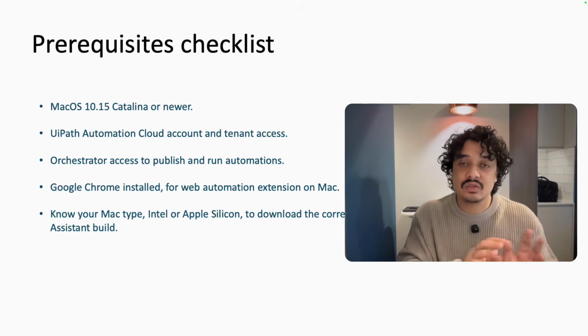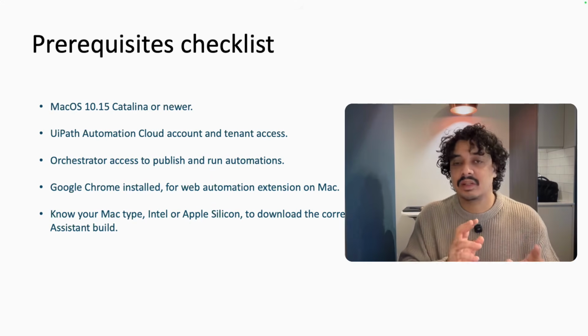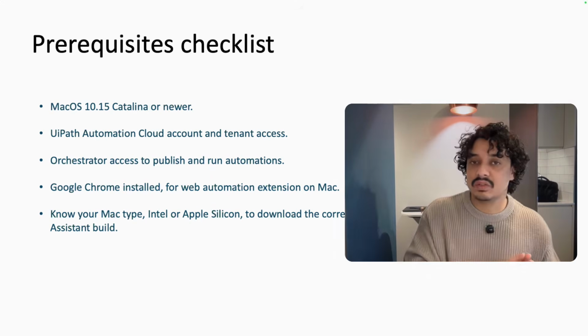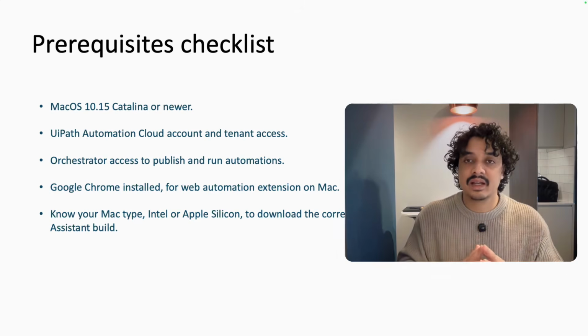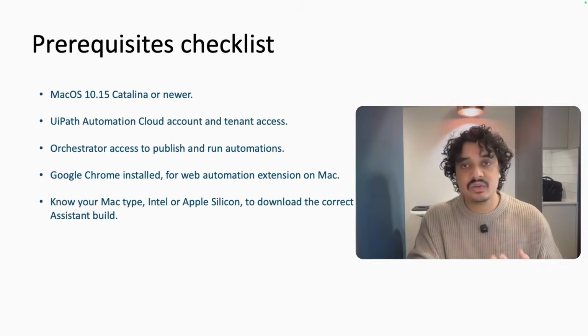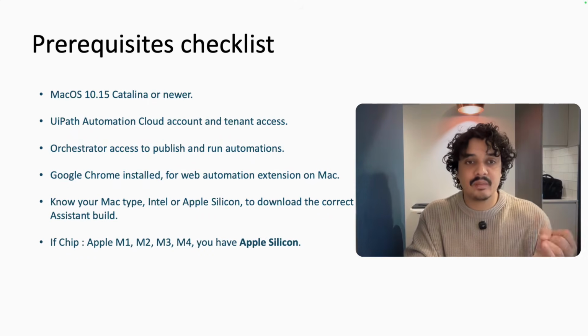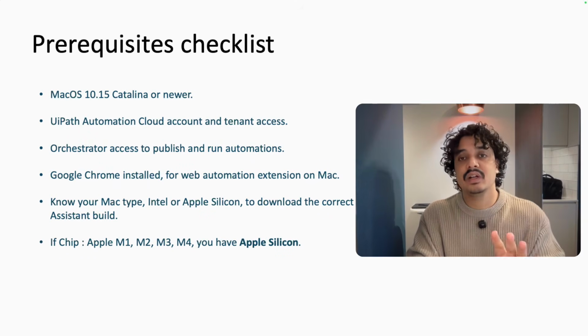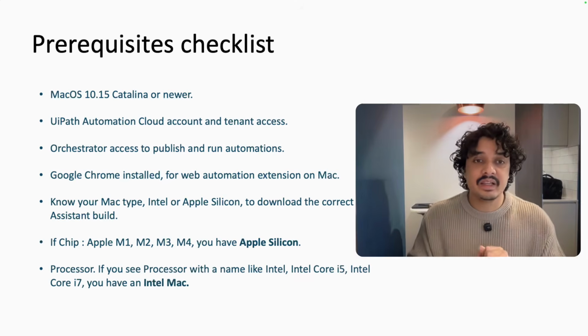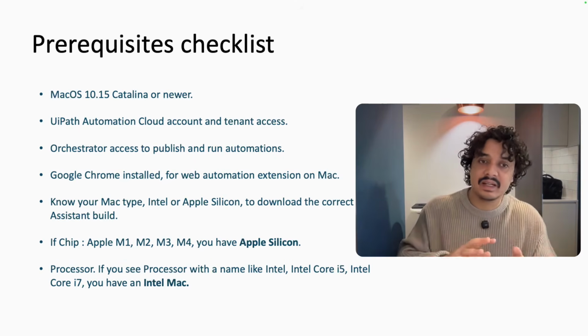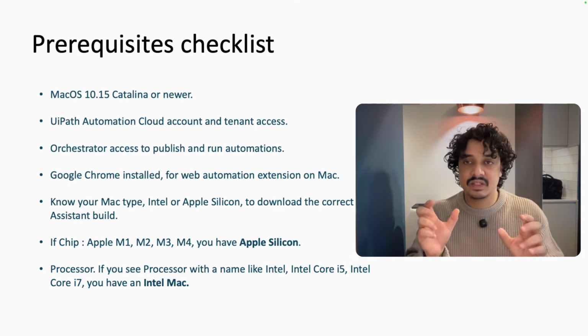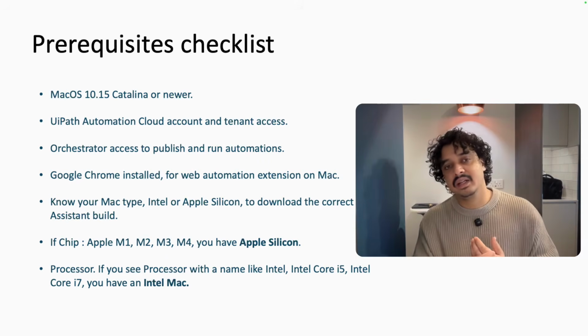And lastly, you need to know what kind of Mac you are using today. Mac has two variants and UiPath has two setups, so it is important for us to know which kind of Mac I am using. To do that, it's absolutely simple. If your chip is M1, M2, M3 or M4, you are on Apple Silicon. And if your processor or chip says Intel, then definitely you are on an Intel Mac, right?